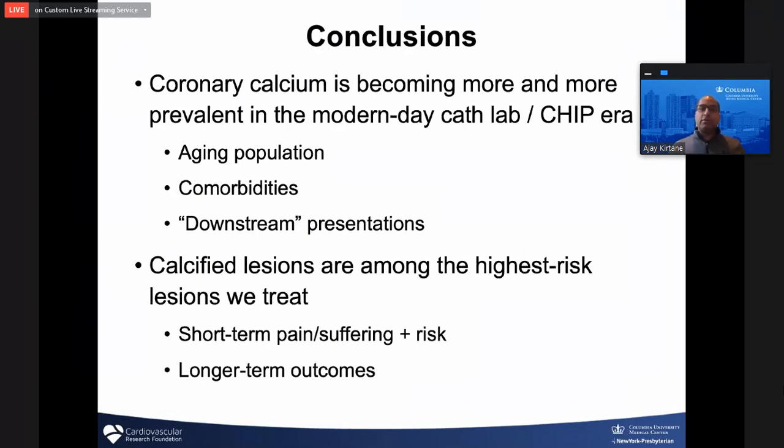Short-term pain and suffering, as well as risk, not only of dissection, not only of perforation, not only of stuck devices, as we've seen in these cases, but also long-term outcomes, because these patients can come back with restenosis and other challenges. So with that, I'll conclude and certainly have time for discussion on this, but I really think that the way to avoid a complication is to prevent it from happening in the first place. And that's where the idea of lesion preparation comes in.